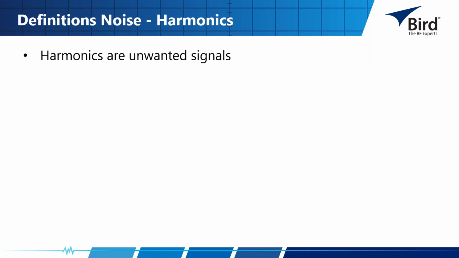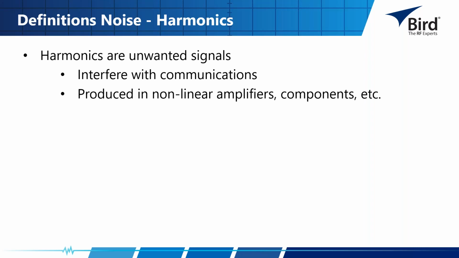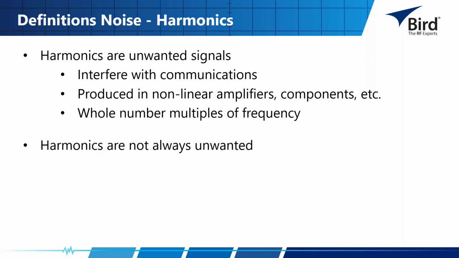So some definitions. Harmonics are unwanted signals. They interfere with communications. They're produced in nonlinear amplifiers, components, etc. They're on whole number multiples of frequency. And harmonics are not always unwanted. Sometimes you're making a frequency doubler, tripler, etc.